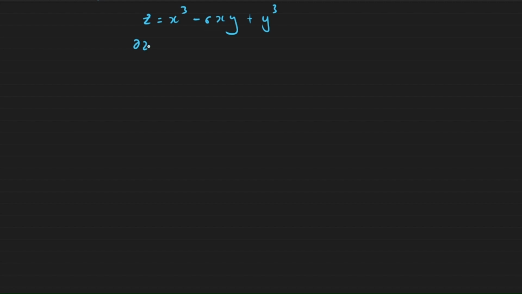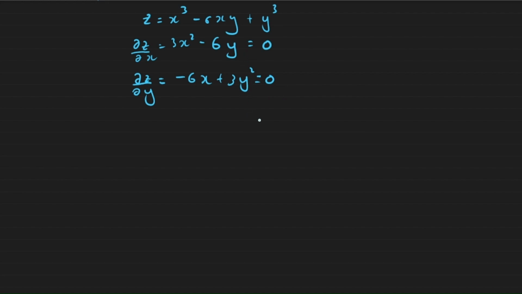We have dz/dx, and that's going to equal 3x squared minus 6y. And we set this equal to 0. And we do the same thing with respect to y. So we have dz/dy is equal to, well, the derivative of x cubed is 0 since it's a constant, then we have minus 6x plus 3y squared. And we set this to 0 as well. So we now need to solve these equations.